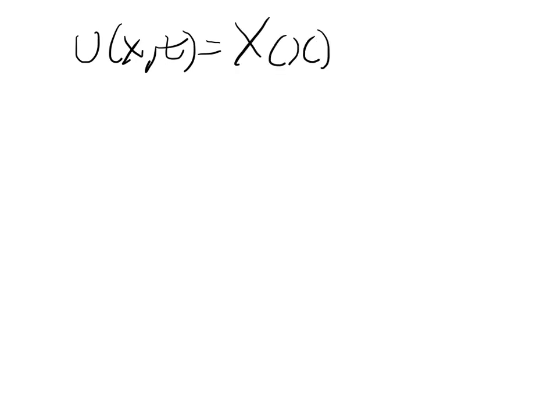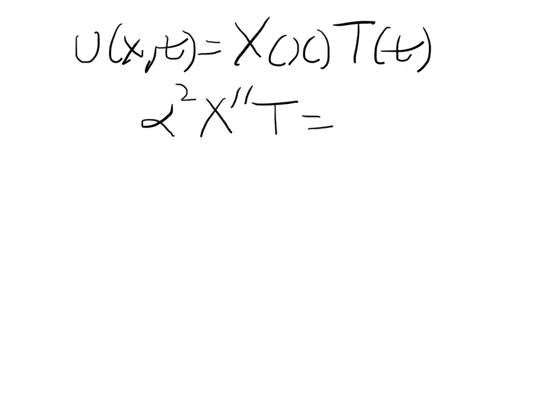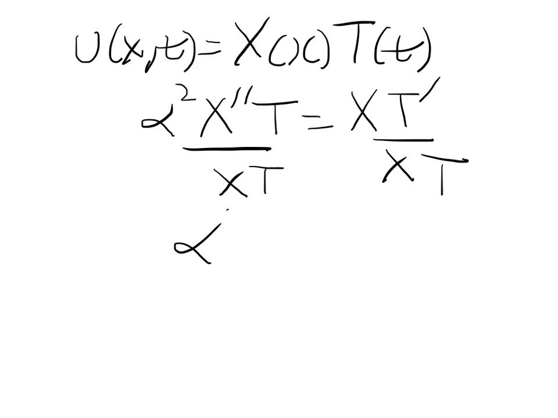So initial conditions aside, now we can begin our traditional separation of variables problem, where we write u of x comma t is equal to X of x, T of t. This is something we've done before. Plug it into the differential equation, so we have alpha squared X double prime T equals, because X is the function of x, and on the right hand side we have X T prime. Now we're going to divide by XT on both sides. So that gives us alpha squared X double prime over X equals T prime over T.